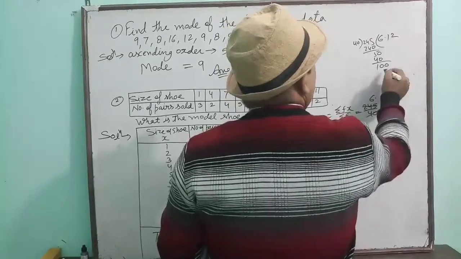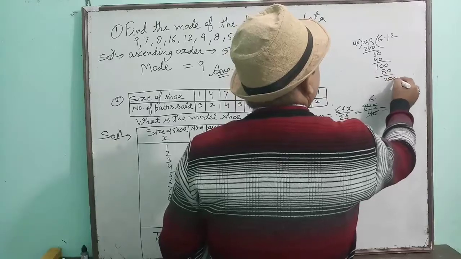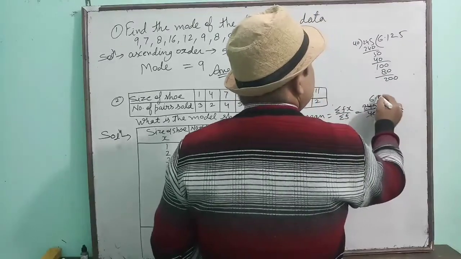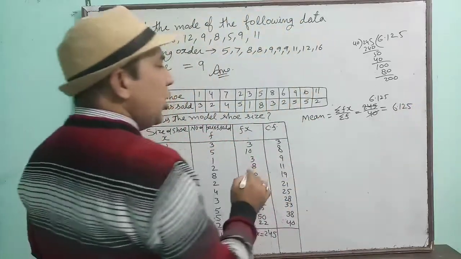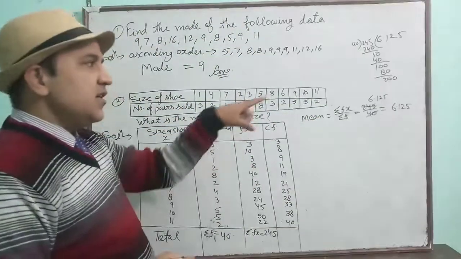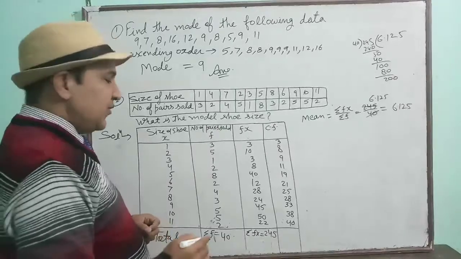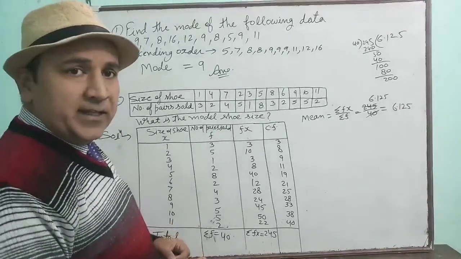Again increasing, 42 is 80. Then 45. That means 6.125. The mean of this observation table is 6.125. Now, how to find the median?